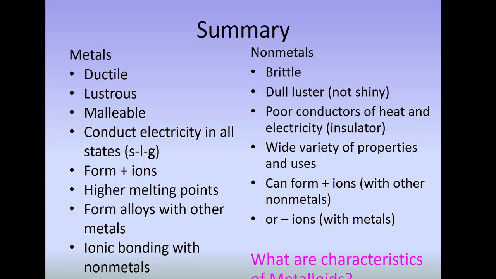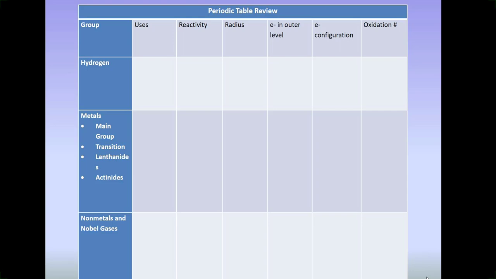Wide variety of properties. So there's a lot of gases, and they can form positive ions with other nonmetals and negative ions with metals. And what are the characteristics of metalloids? Well, they're going to have some of each of these. So looking at this chart, were you able to fill most of it out? Let's just kind of review some of the things.